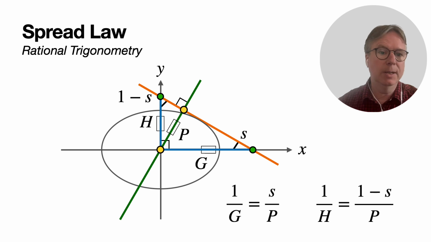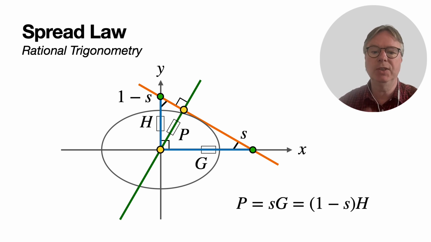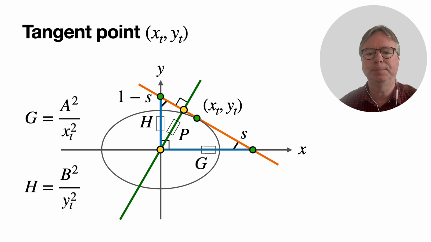So it's simply applying the spread law. So what does it give us? This gives us two expressions for p. It's s g and it's 1 minus s h. So we're going to use that.